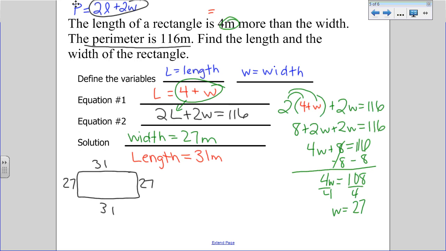So if you're afraid you're messing up this perimeter formula, ladies and gentlemen, get your answers, label your rectangle, and then go through and physically add up all those sides. We get 58 plus 58, which is the 116 that we said we should have. So this looks like a good answer. Okay? But once again, just like yesterday's problems could be checked by using common sense, so can today's.